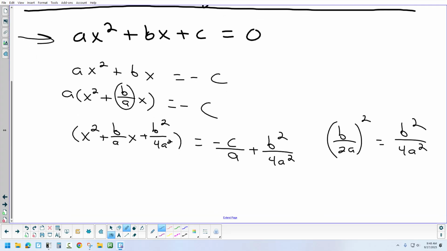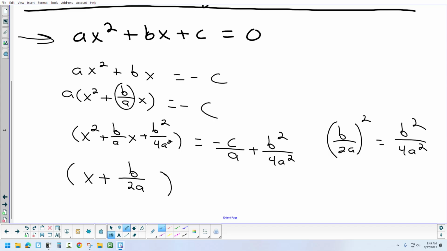Okay, now we need to factor this left side. It's going to factor into x plus, and when you factor it, it's always half of that middle term. It's like the first step when you were completing the square. That's what would go right there.